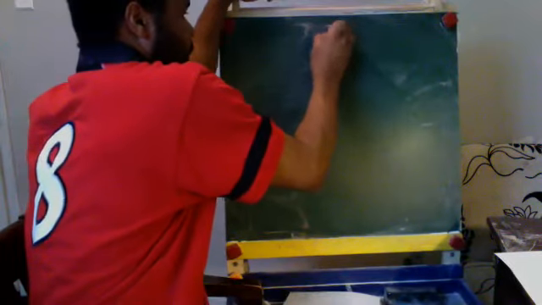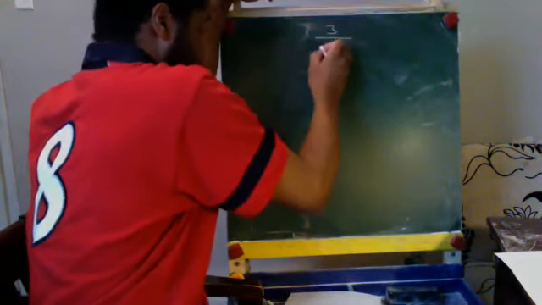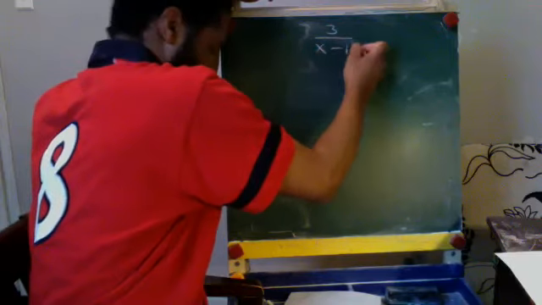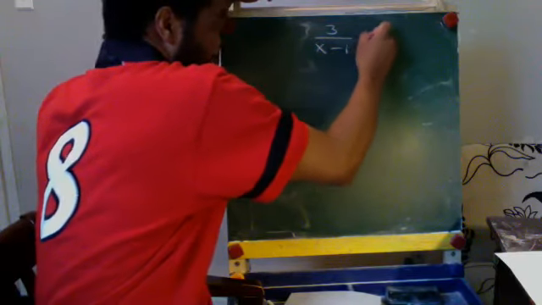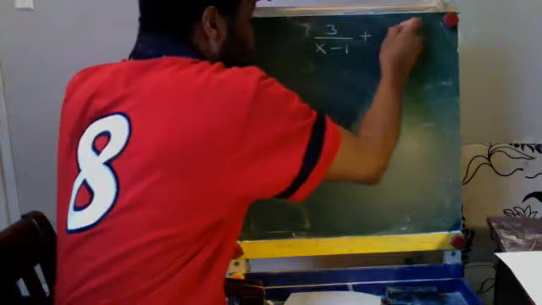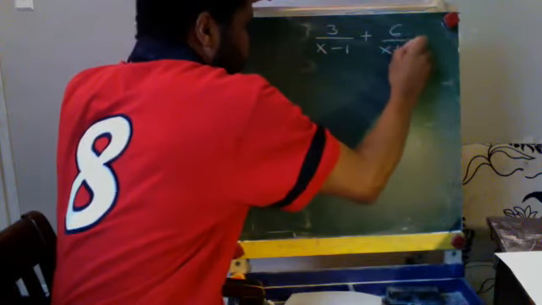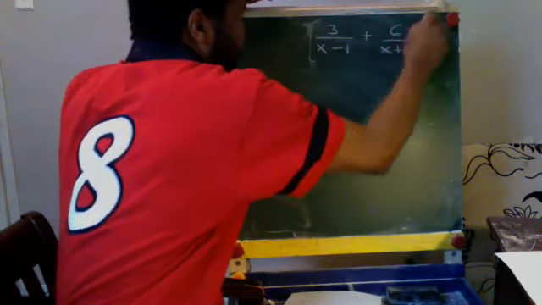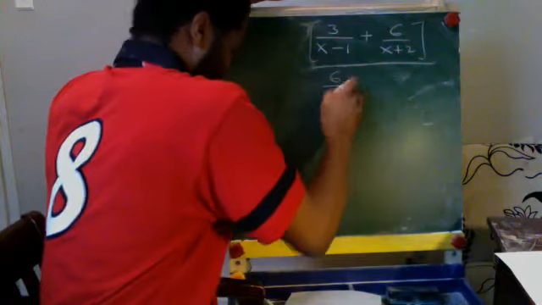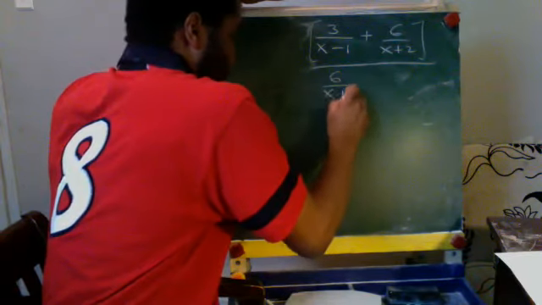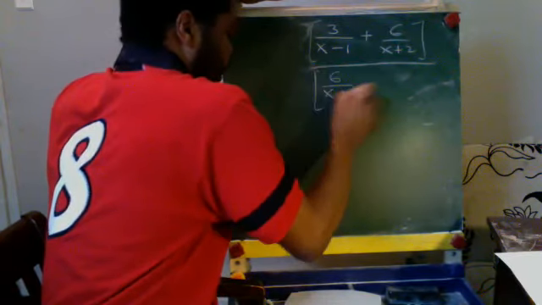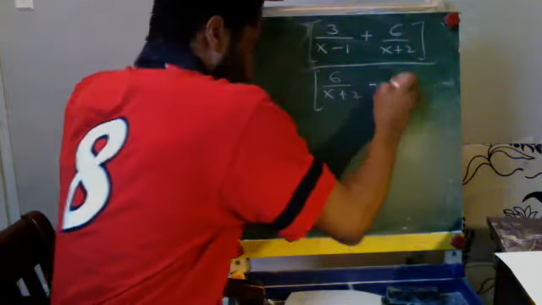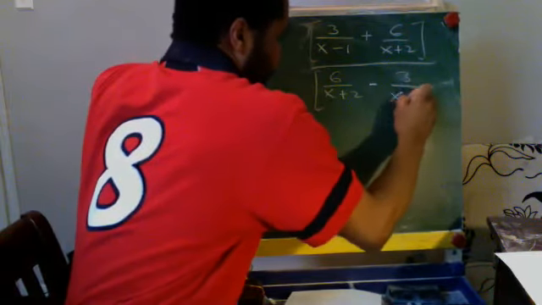So what I have is the quantity 3 over x minus 1, and I'm adding that to 6 over x plus 2, and that becomes my numerator in this complex rational expression. And so I now have 6 over x plus 2 in my denominator minus 3 over x minus 3.